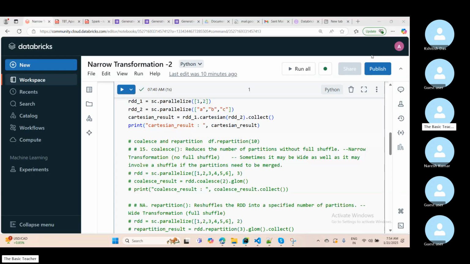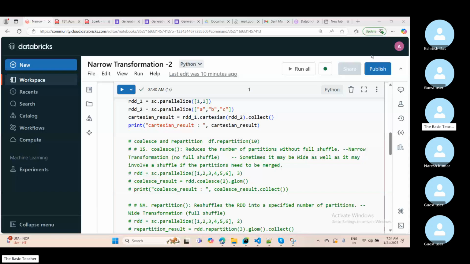And repartition can again increase or decrease the number of partitions, as I said, and it performs a wide transformation. That means it is going to involve a full data shuffle, not minimal data shuffle like coalesce. It is best used for evenly redistributing data or increasing the partitions. Whenever you think that your data should be evenly redistributed, then you are going to use repartition.